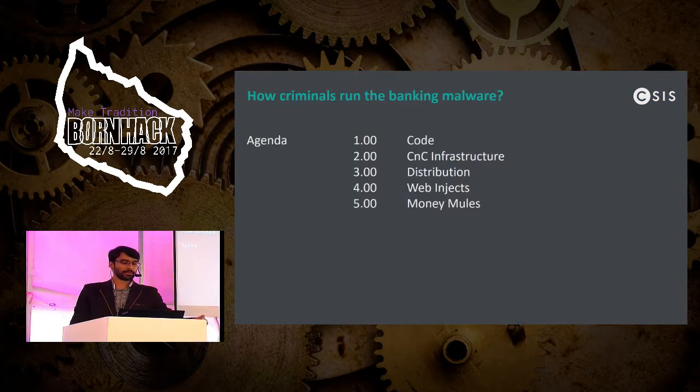So we'll mostly be talking about 5 different components. First of all, the code, and then the CNC infrastructure, followed by the distribution of the malware, web injects, and how the money is finally transferred through the money mules.